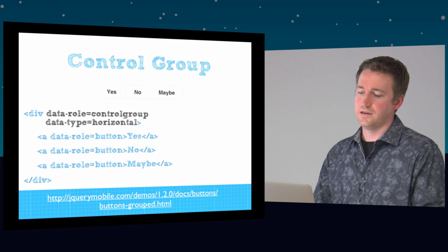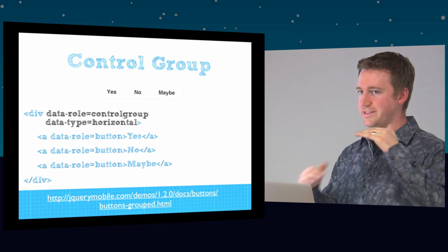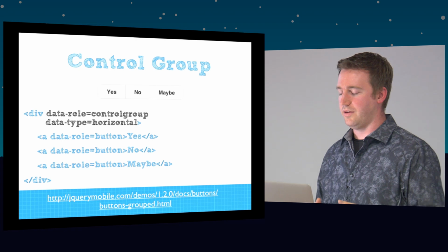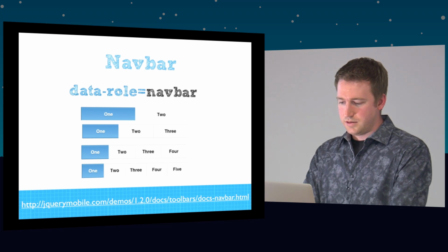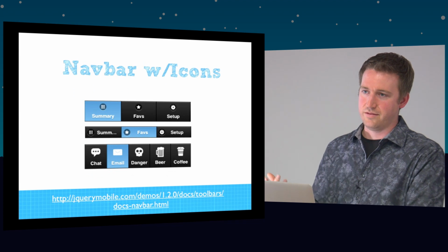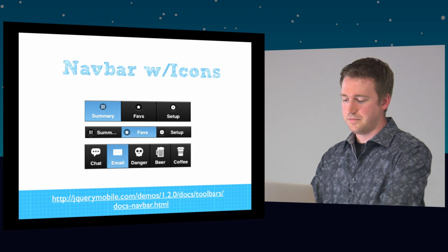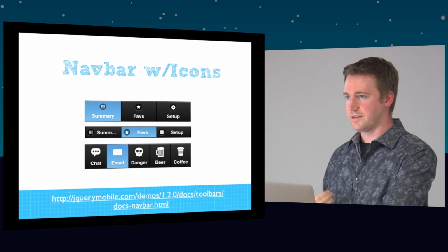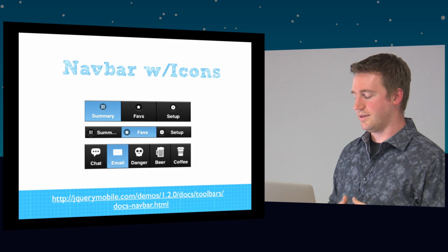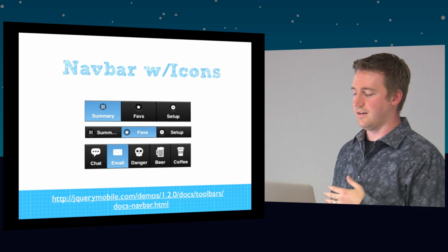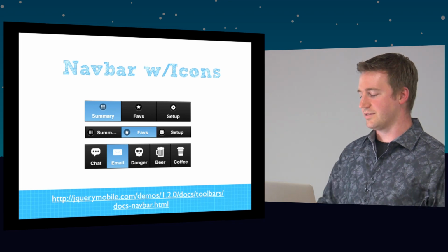So with control groups, you've got buttons. I think by default, if you have a control group, it stacks vertically. And then you can just do data-type equals horizontal, and you get a horizontal button set. Nav bars with icons can make it feel a little bit more like native menus, I guess. You can make these fixed, but of course fixed only works in iOS 5 and up, and fixed is really tough, but they kind of handle the degradation of this.